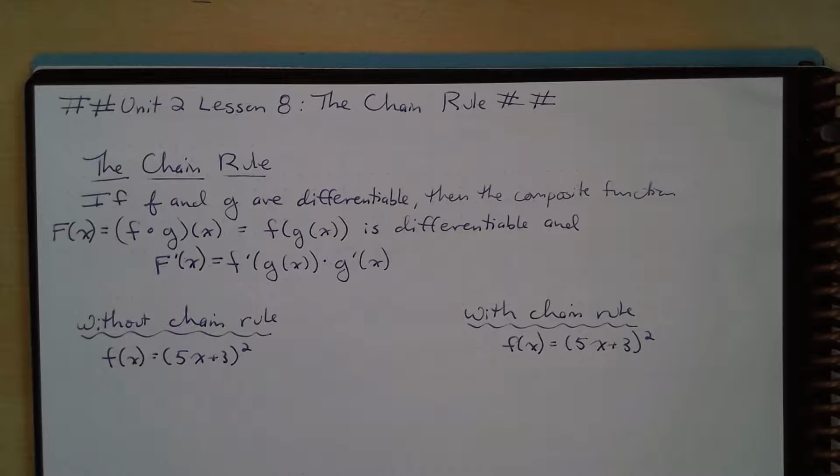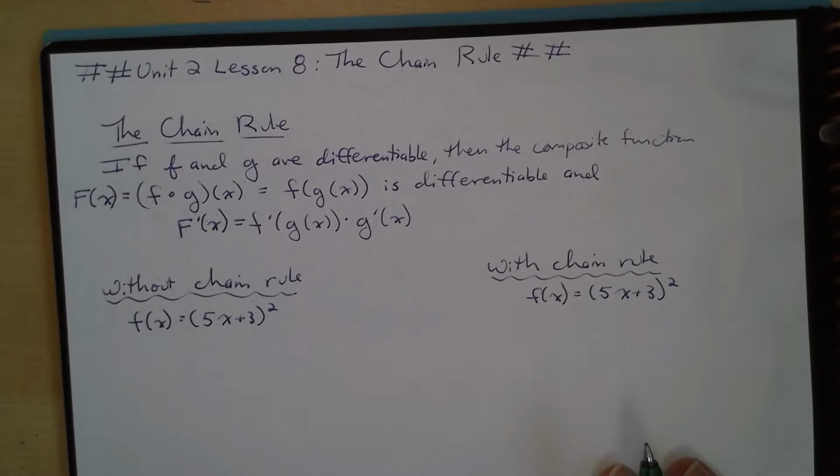Within calculus, we've learned a number of ways to solve derivatives, and actually we have one more way that we're going to use. It's called the chain rule, and the chain rule is used to find the derivatives of composite functions. So if f and g are both differentiable, then the composite function F of x is equal to f of g of x is differentiable, and F prime of x is equal to f prime of g of x times g prime of x.